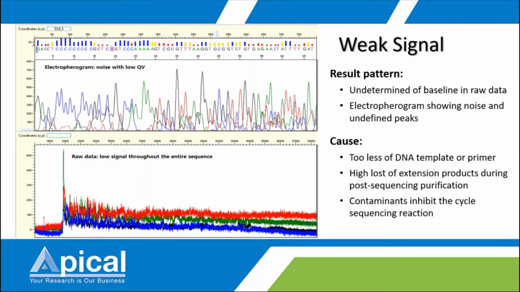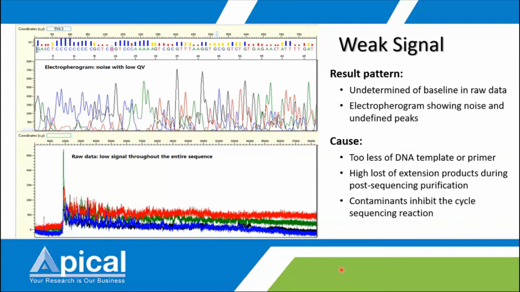So with a weak signal, you can find that there is an undetermined baseline. You cannot see any baseline; you cannot recognize the baseline from the raw data. And the electrophoregram will not be able to show you a very clean and sharp peak. So you need to refer to all this to analyze your result.